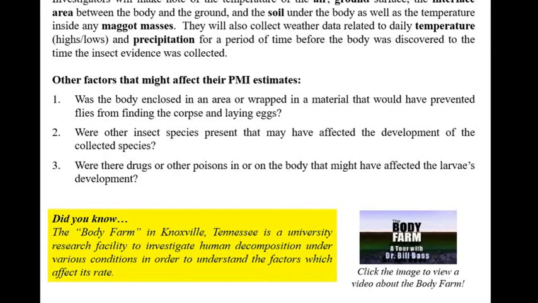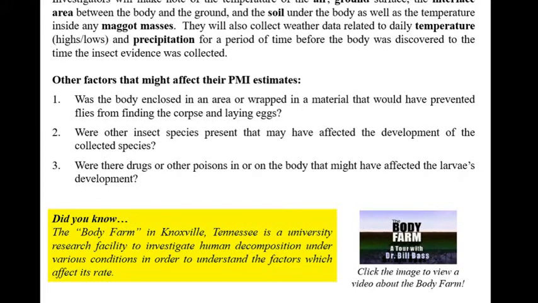They will also collect weather data related to the daily temperature, that is the extreme highs and lows of the day, and the precipitation for a period of time, that is if it is raining, for how long. What is the climatic condition of that particular area, whether it is dry or humid, and what is the moisture content of the air. So this data has to be collected, as we have discussed. It plays an important role in the development of the insects.